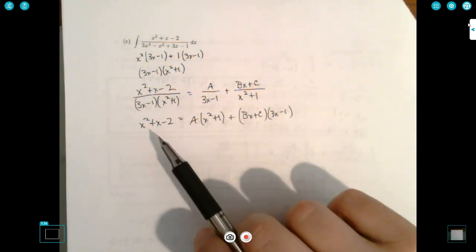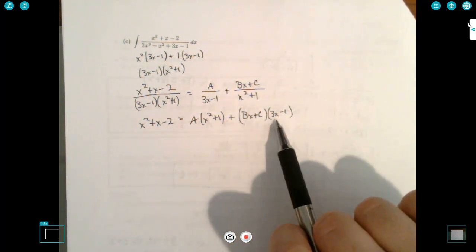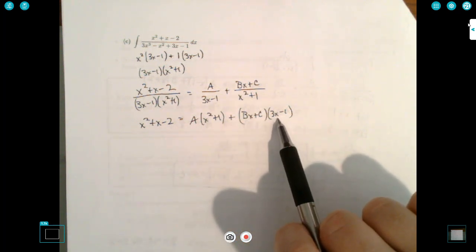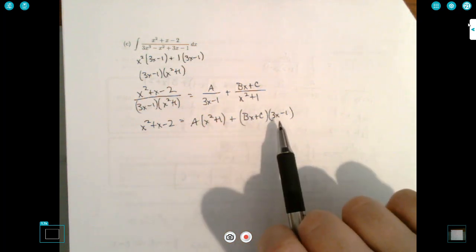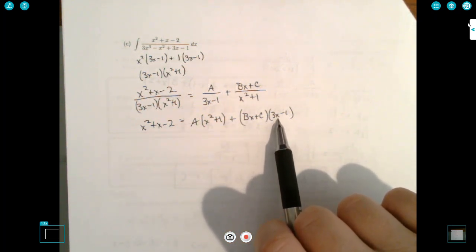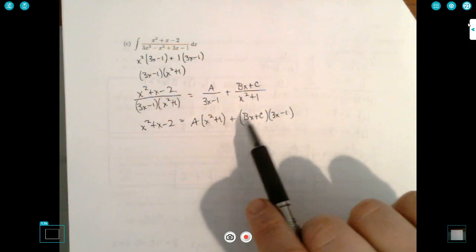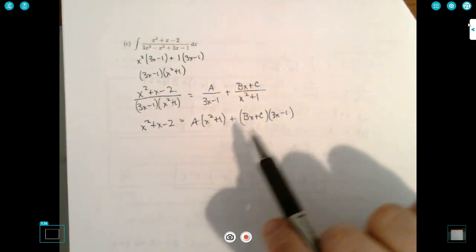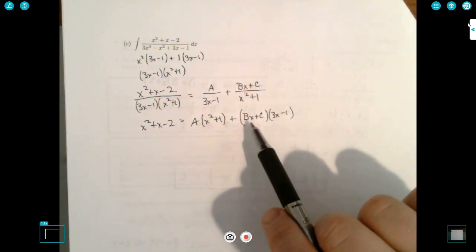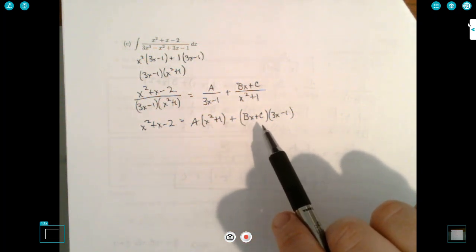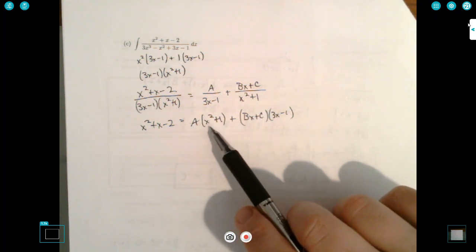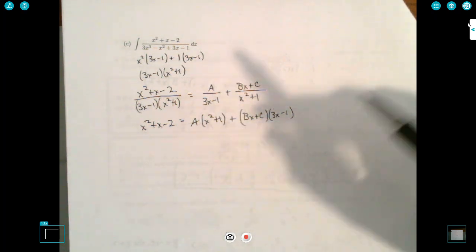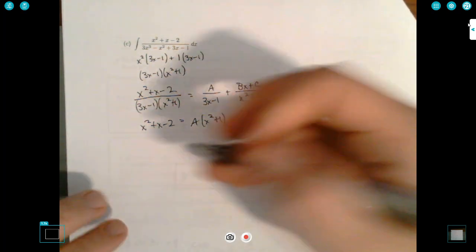Oh, and now here I could solve for a if I let x be 1/3. That's kind of nasty, but I might as well do it. But then solving for b and c, if I let x be 0, the b would go away, but that doesn't really help me here. I don't know. It might not be so bad. Let me just start by letting x be 1/3.